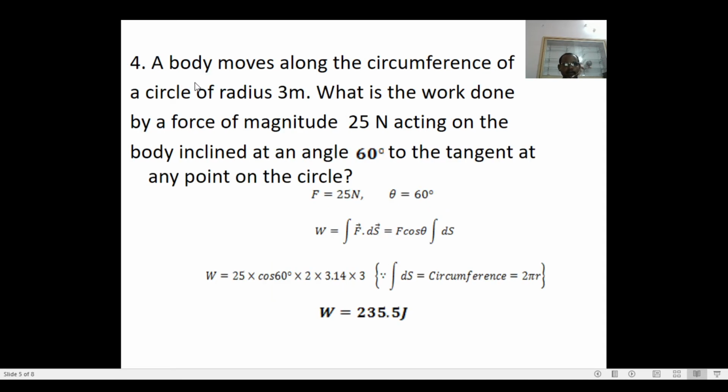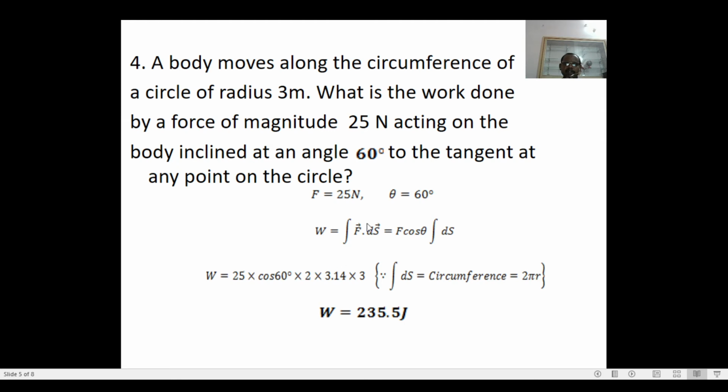Problem number 4. A body moves along the circumference of a circle of radius 3 meter. What is the work done by a force of magnitude 25 Newton acting on the body inclined at an angle 60 degree to the tangent at any point on the circle? Here particle is moving along the circle and now force is 25 Newton. Angle between force and displacement is 60 degree.